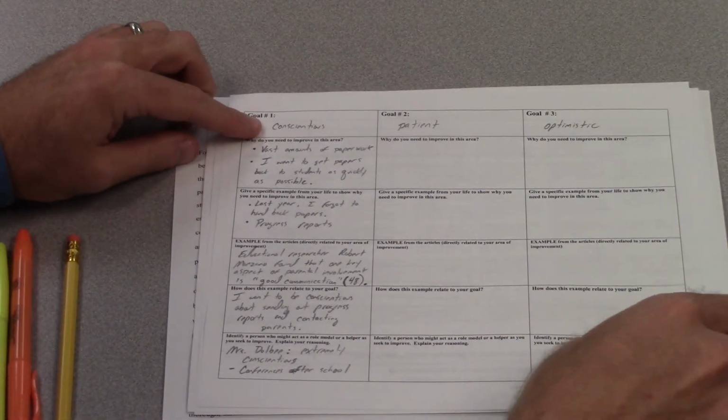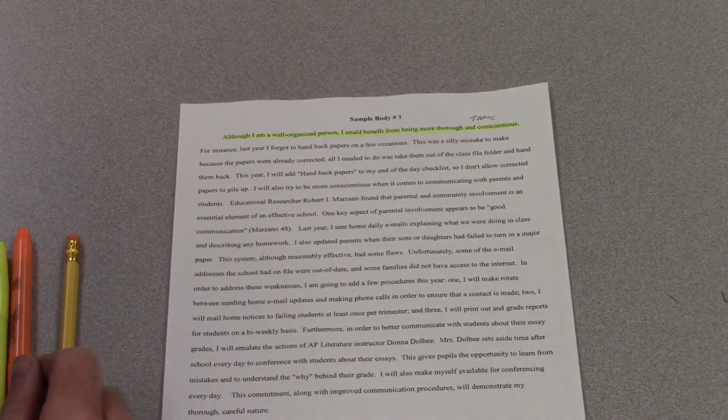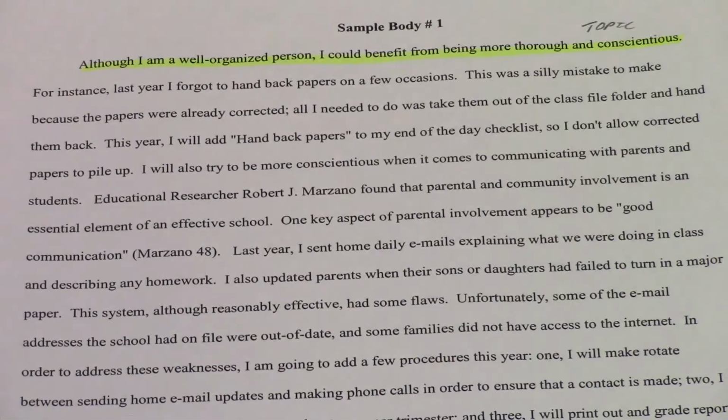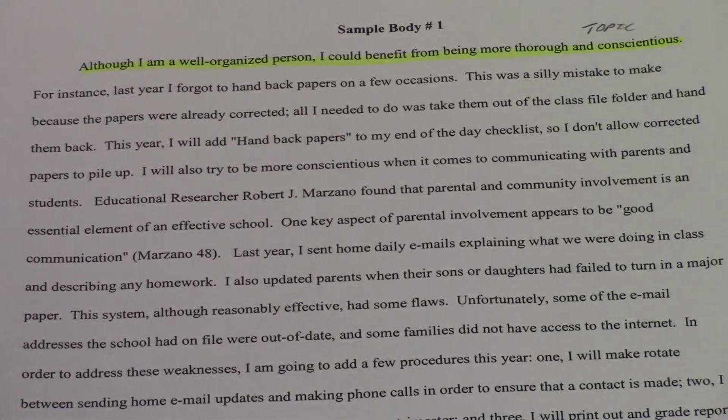Whatever your goal 1 is. Mine was being conscientious. So here's my topic sentence. Although I am a well-organized person, I could benefit from being more thorough and conscientious. All right, using that as a model, I would like you to draft your first topic sentence. Okay, so pause me and draft your topic sentence.